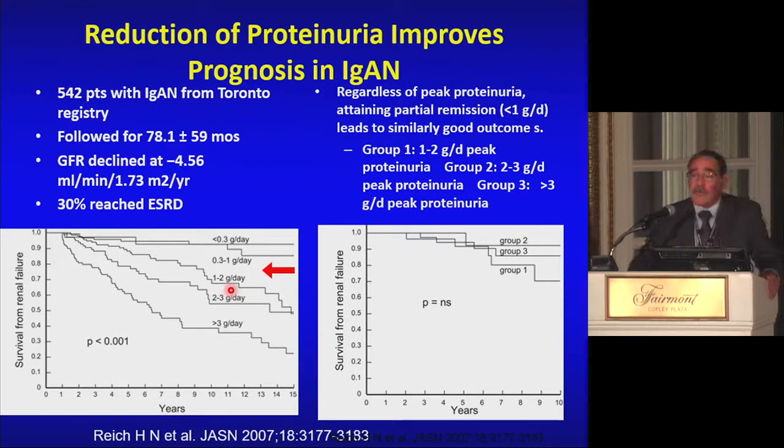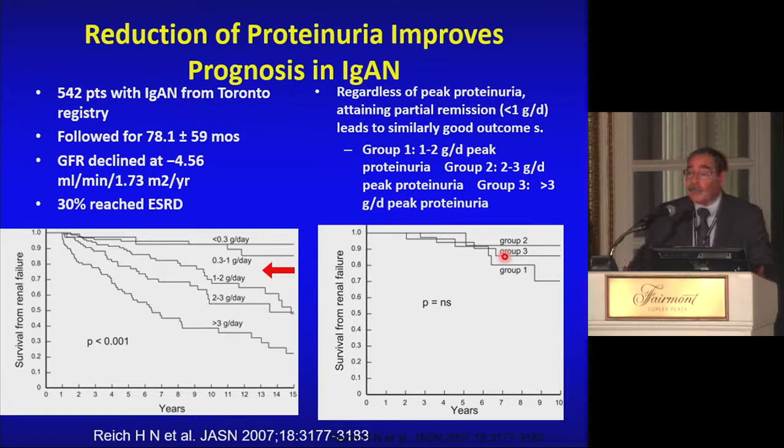One of the important things in this study was that regardless of their peak proteinuria, if you could get them down to less than 1 gram of proteinuria per day, whether by an ACE inhibitor, an ARB, using immunosuppression, if you got them down to less than that level, regardless of whether their peak proteinuria was 1 to 2 grams, 2 to 3 grams, or over 3 grams a day, where we see the splay here, if you got the proteinuria down, they all behave the same. They did equally well. So it tells us reducing proteinuria is important.